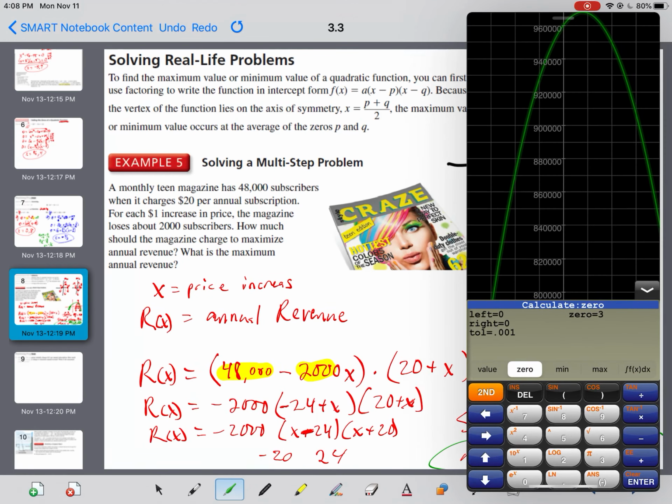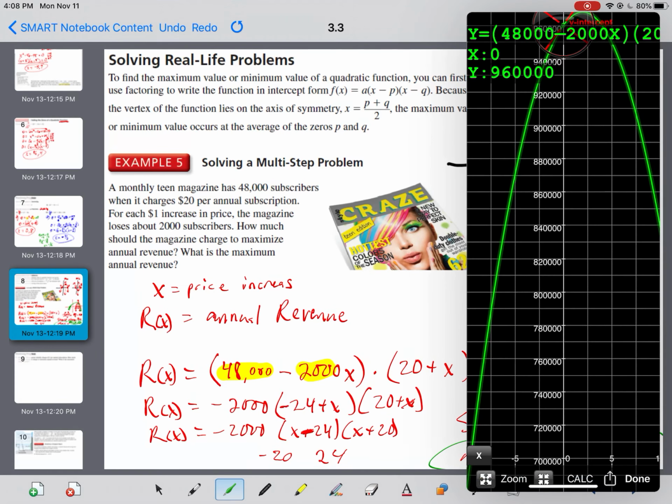And then you can calculate min or max. Go for max. And you can see my little scrubber up there. I'm going to go, yeah, that's my left. Let's see, we know where it should be, right? It should be about $22 or so. Something like that. Isn't that what it should be?